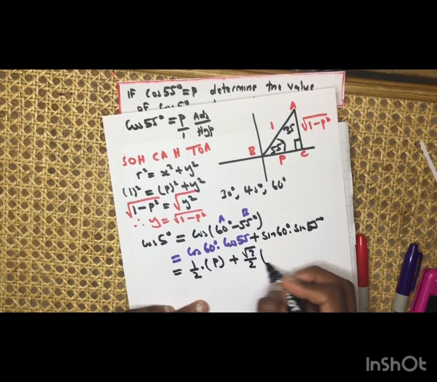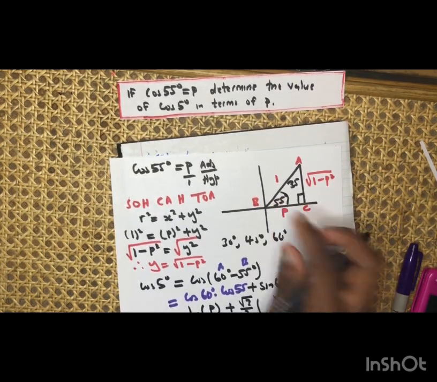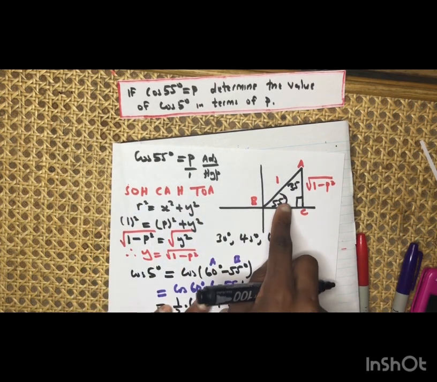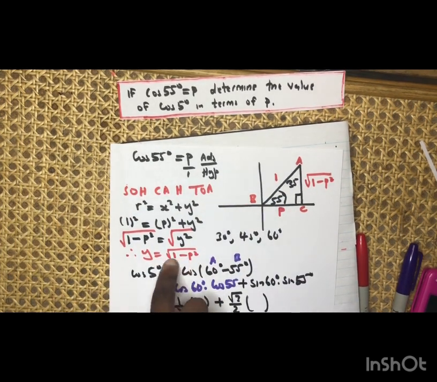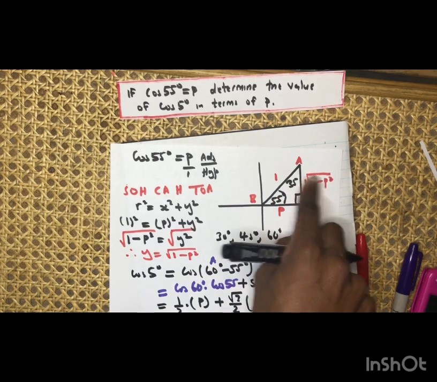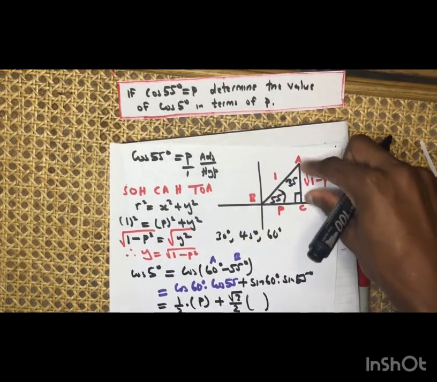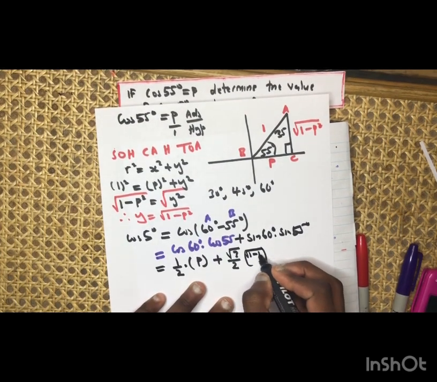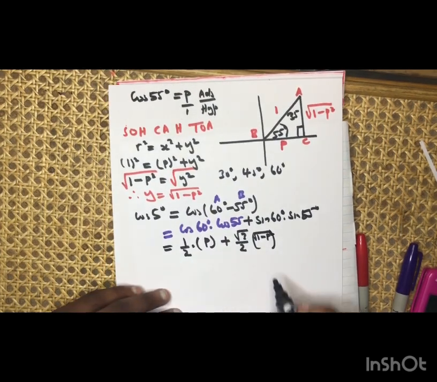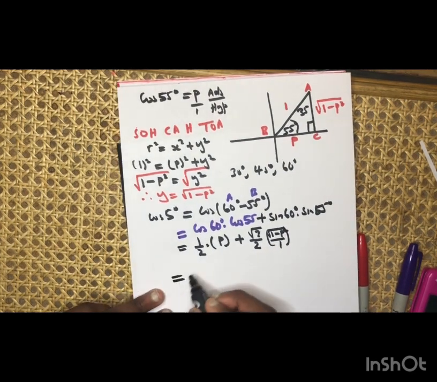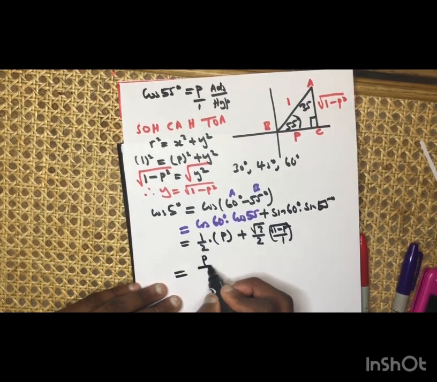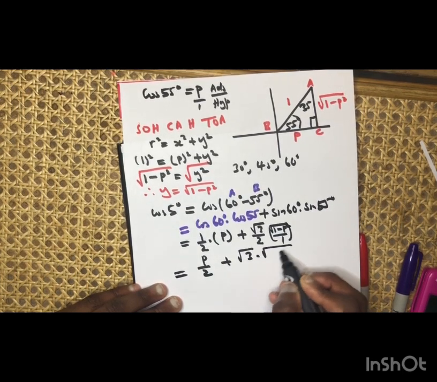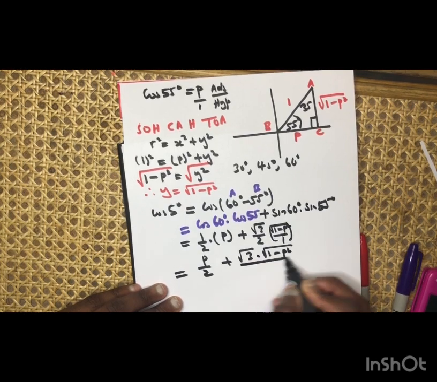Then sine 55, we have to use the diagram. So sine is opposite over hypotenuse. In this case, you already calculated your opposite side. So it's going to be this side over your hypotenuse, which is AC over BA. So it's going to be the square root of 1 minus p squared over 1. So this is the same as p over 2 plus square root of 3 times square root of 1 minus p squared over 2.